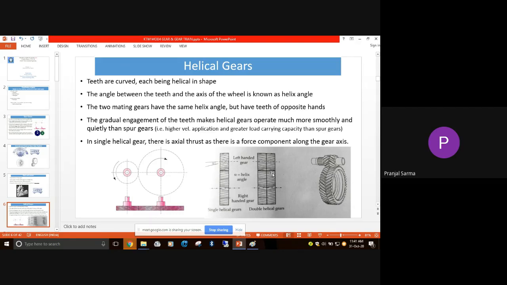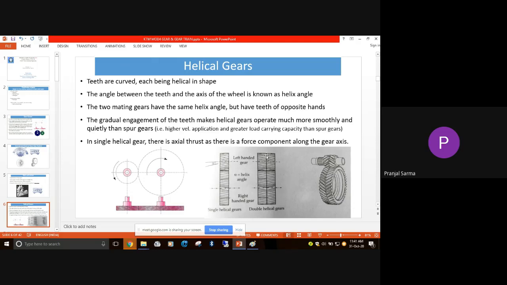So double helical gears have a certain advantage over a single helical gear, which we will also see. As the teeth are curved and make an angle in helical gears, there is an axial thrust, as there is a force component along the gear axis. So in single helical gears, there is a problem of having an axial thrust. But later on we'll see how it can be avoided.